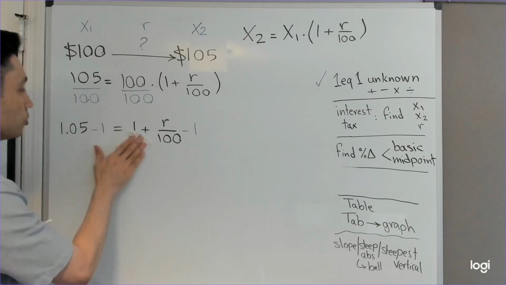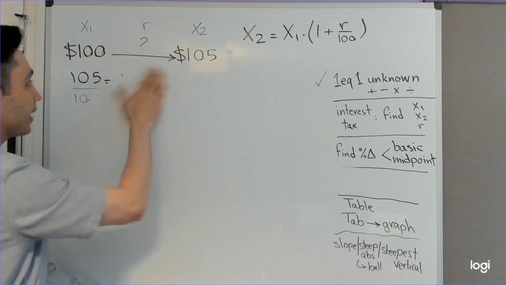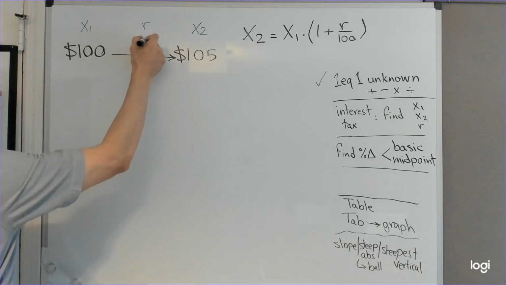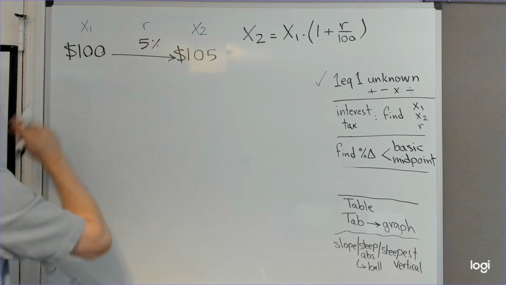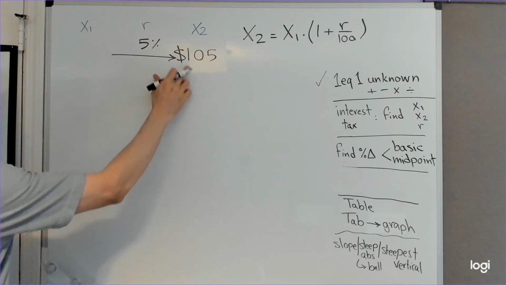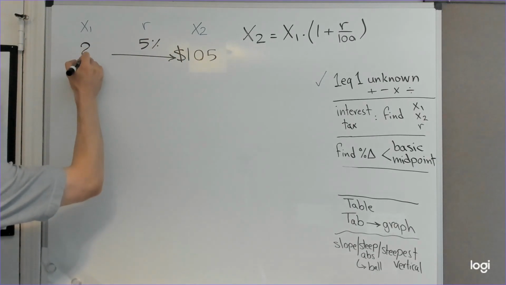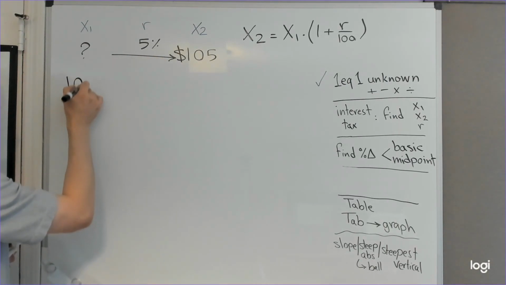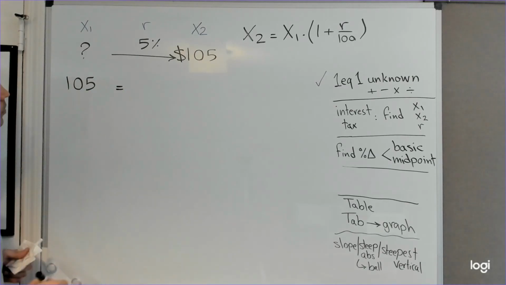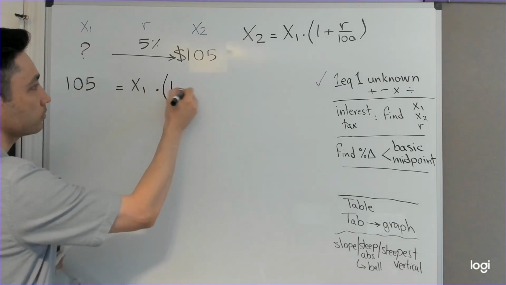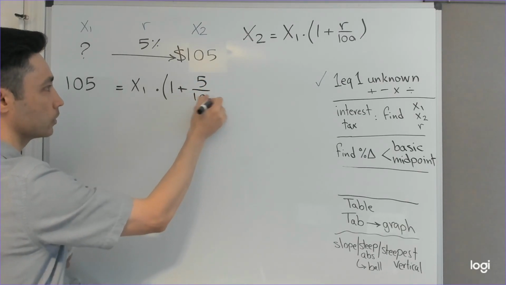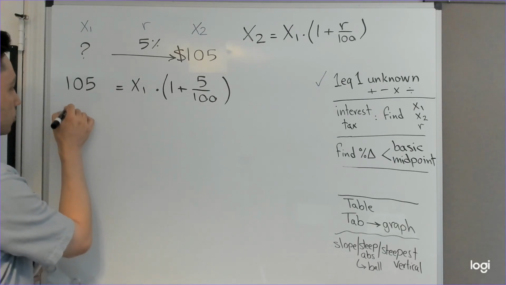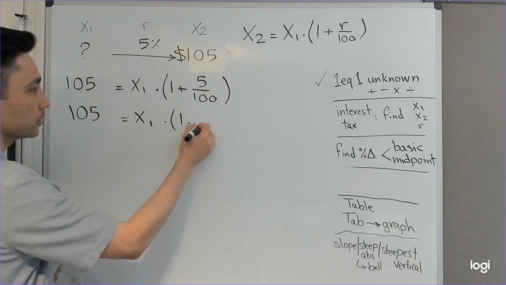Maybe what you do not know is x1, and you know the values for x2 and r. So let's say if the interest rate is known to be 5%, if the ending value is 105, and the initial value is what you're trying to find, you still use the same equation. x2 is 105, so 105 is equal to x1 times 1 plus 5 over 100. 1 plus 5 over 100, we already did the math for that part, so we know the answer, 1.05.